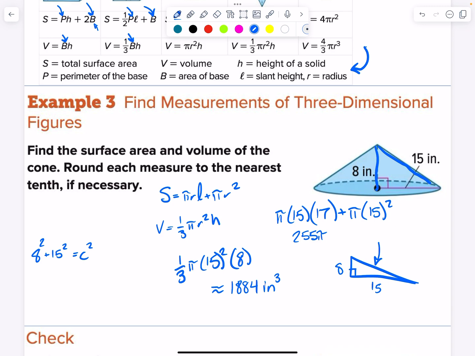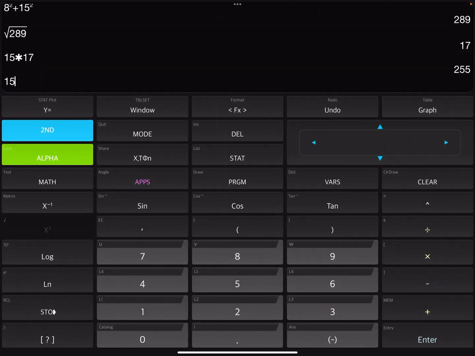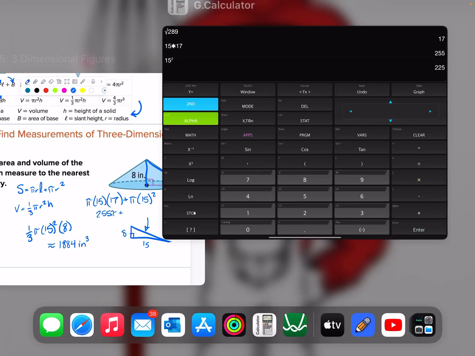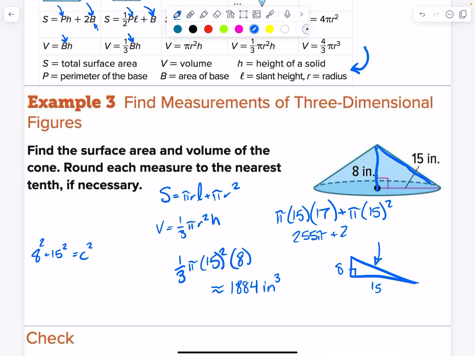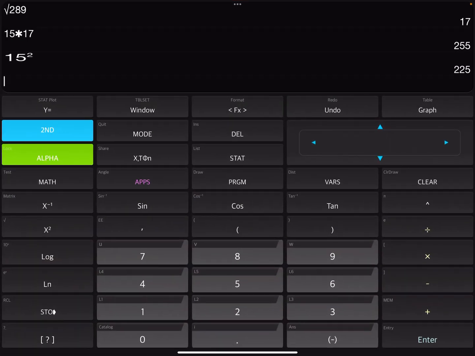255 pi plus 15 squared, I believe, was 225 pi. And you can actually add those together and then multiply. So plus 225 equals 480 pi, which is a perfectly acceptable answer.